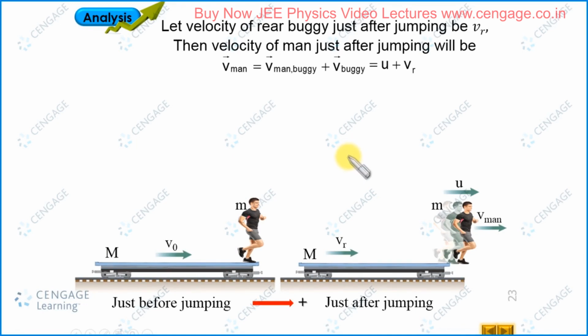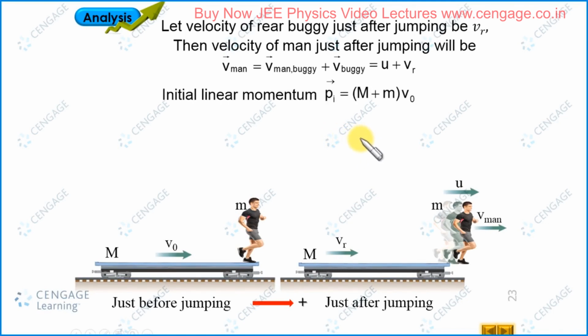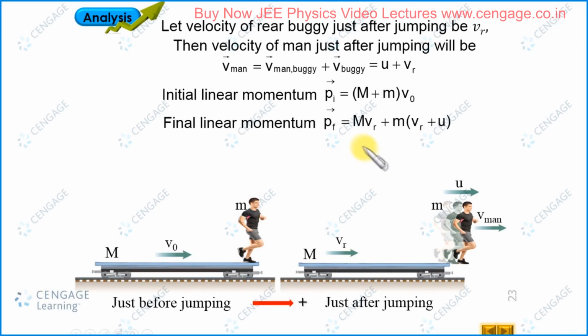As we discussed, we can conserve the linear momentum of the system just before and just after jumping. So the initial linear momentum of the system of man and buggy should be equal to (M + m) multiplied by V0. Now come to the final linear momentum. The system is the same, that is the man and the rear buggy. The linear momentum just after jumping should be equal to M multiplied by Vr plus m multiplied by Vman, and Vman equals u plus Vr. So this is the final linear momentum.